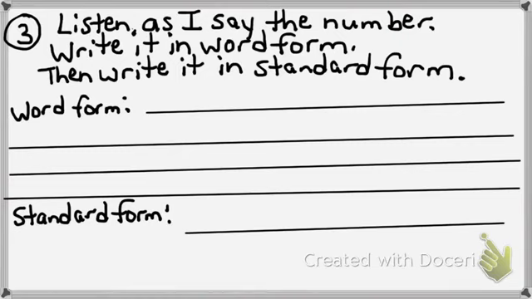A hint for this is as I say the full number and the period, I would press stop on the recording, write down your number and your period, press play, listen to me say the next number within the next period. At the end of that period, stop, write it down, so on and so forth. So I would do this period by period. Once you have it in word form, you can go ahead and put it into standard form. Okay, so here we go. Here is the number.